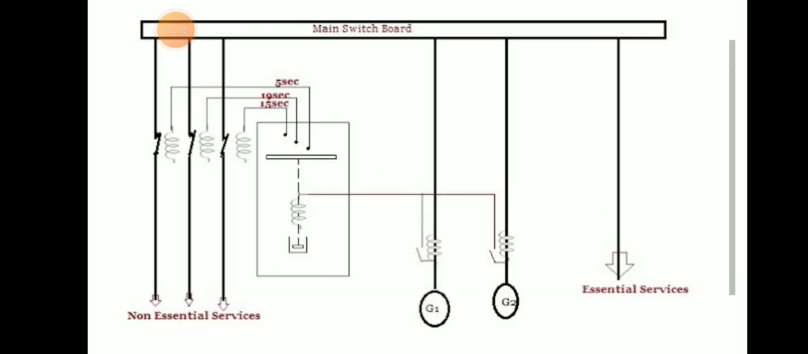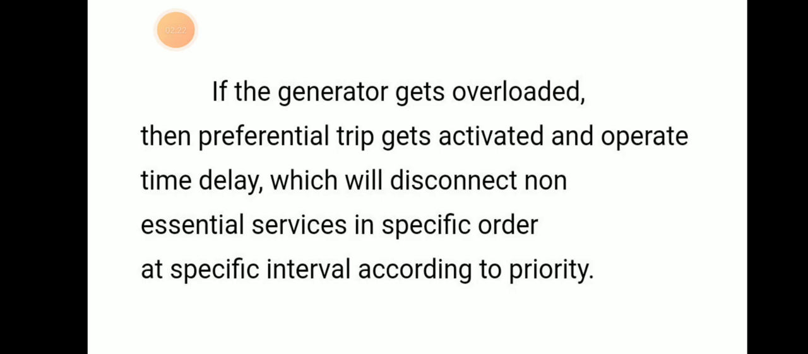This is the switch, this is the connection. The main switchboard will be there and the non-essential service will be there. Preferential trip is mainly for non-essential service, while the overload trip will trip very fast, causing a total shutdown and total blackout of the vessel. If a generator gets overloaded, then the preferential trip gets activated and operates the time delay, which will disconnect the non-essential services in a specific order at specific intervals according to priority. You understand? It will act instantaneously and disconnect the non-essential service in a specific order depending upon the priority.